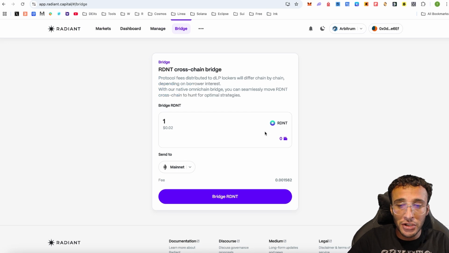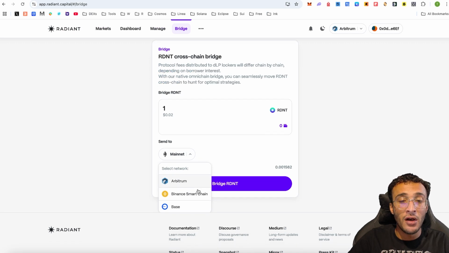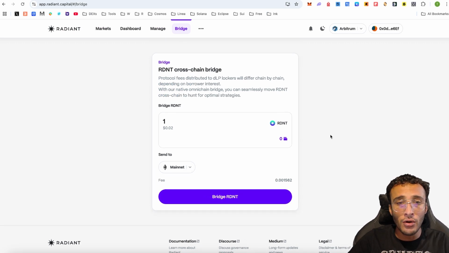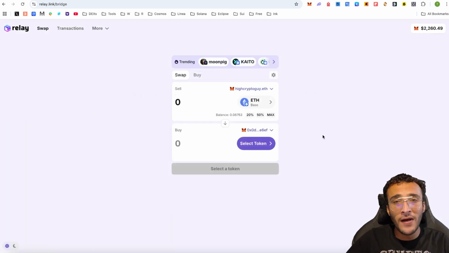Now, what you need to do is ensure that you've got yourself some RDNT tokens, and it has to be on any of the networks which are available: Arbitrum, Binance, Base, or even, of course, the Ethereum mainnet. So what you need to do is, again, head over to an exchange of some kind, whether that's Relay, which I've been using in order to qualify for many airdrops. Relay is also doing their own airdrop, so if you want this tutorial, you can check it out on our YouTube channel. However, you just want to choose a network, so it could be Base once again, or it could be Arbitrum.